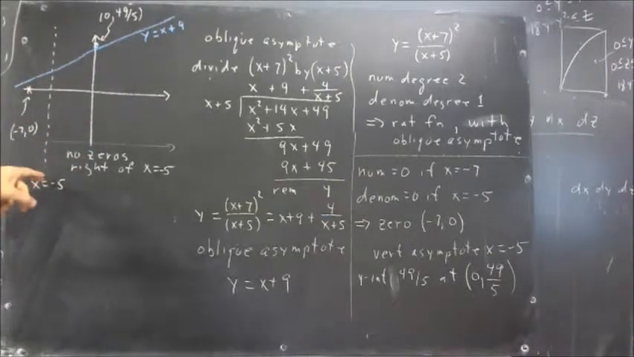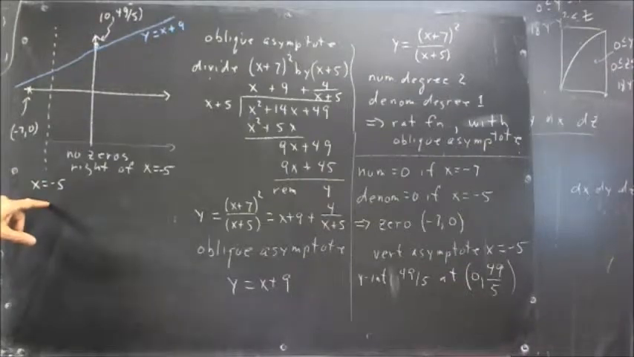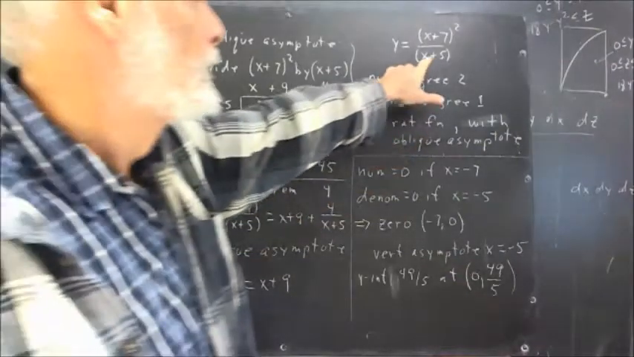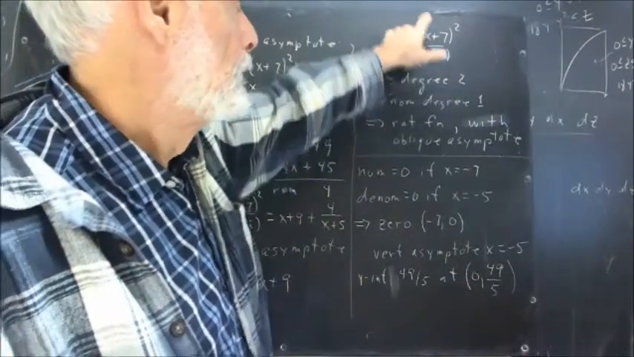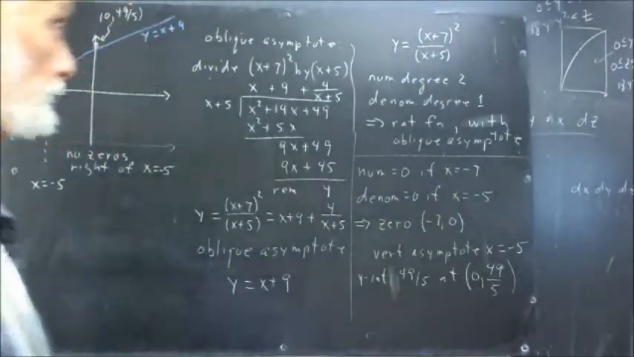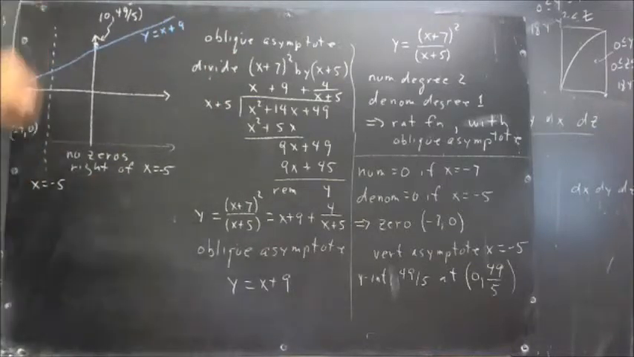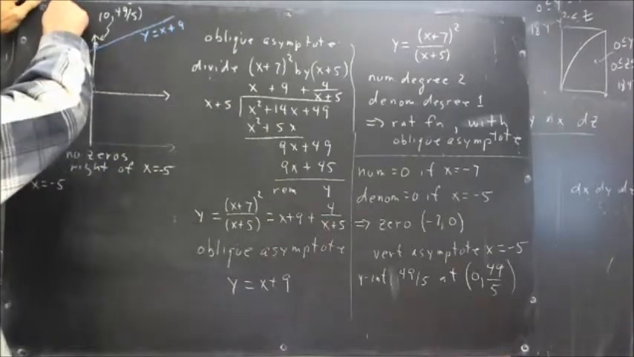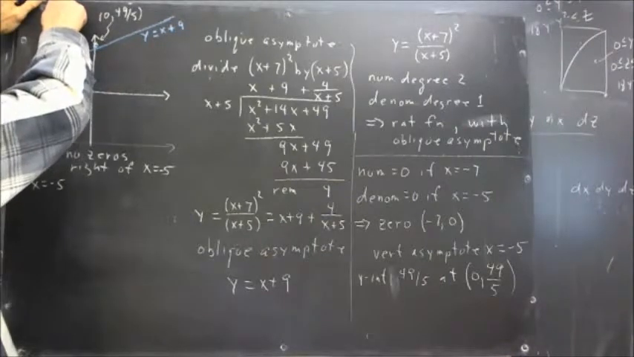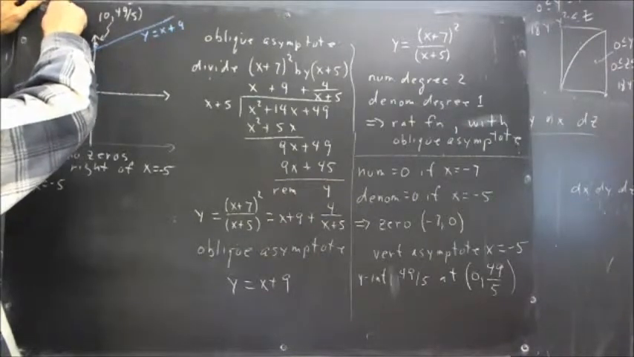Okay, now to the right of x equals -5, x plus 5 is positive. x plus 7 squared is positive. So everywhere to the right this is positive, and this asymptote we have at x equals -5 is going to come down from here, like so.